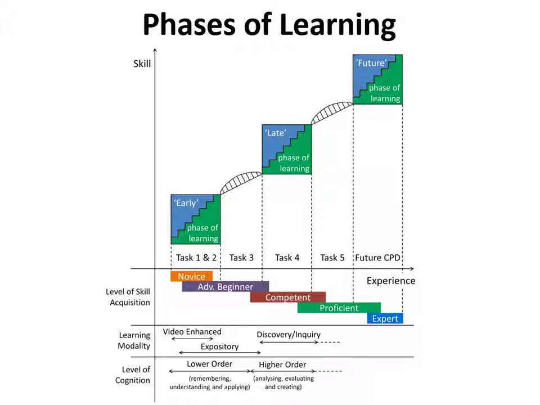Tasks 1 and 2 were an early phase of learning where they were getting the basics, supported by videos, and they were really at the novice stage, then starting to develop into the advanced beginner. Task 3 really seemed like a bridge through to a later phase where they were developing much more in-depth skills, starting to develop features of the competent, maybe even a bit of the proficient skill level. This was underpinned and driven by discovery and inquiry based learning, and started to tap into and develop higher order thinking skills.